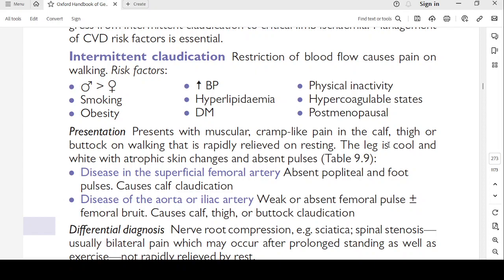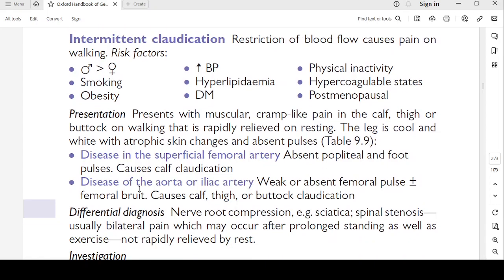Their leg is cool and white with atrophic skin changes and absent pulses. Disease of the superficial femoral artery: absent popliteal and foot pulses cause calf claudication. Disease of the aorta or the iliac artery: weak or absent femoral pulse plus femoral bruit causes calf, thigh or buttock claudication.